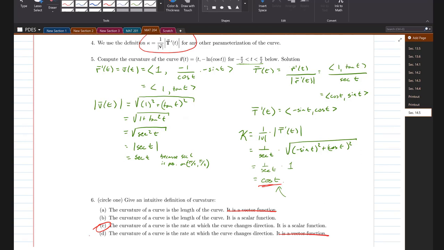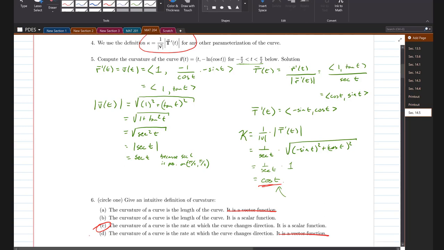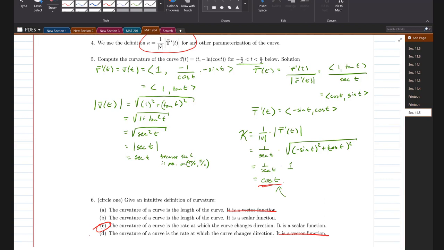Let me ask you a question. How come it isn't the rate at which it changes speed as well? I mean, a change in direction is going to cause acceleration, but a change in speed would also cause acceleration. So how come curvature doesn't talk about how the curve changes speed?